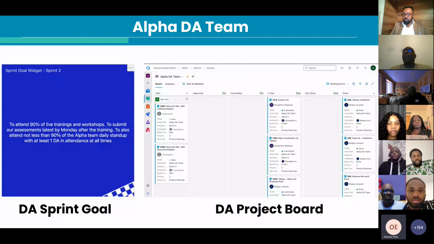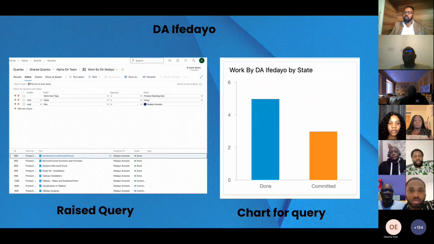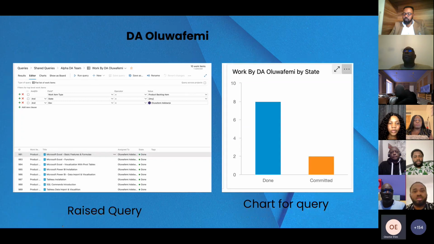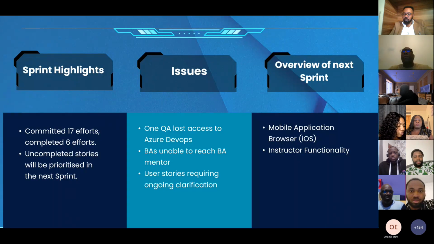So we also worked with our DA team. Here's their sprint goal and a screenshot of their project board, next. Just a couple of metrics from them as well, next. We also raised queries for them and with charts as well. So this is for Ifedayo. Next, Oluwafemi's, next. An amazing thing that we did was we had a lunch and learn session, next. So this is just showing our sprint highlights, the issues we faced, and an overview of our next sprint, next.